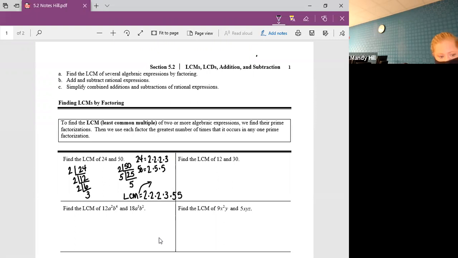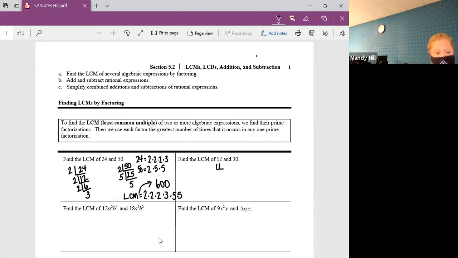But when you multiply those things out, 2 times 2 times 2 times 3 times 5 times 5, getting 600, which is a really big number. So 8 times 3 times 5 times 5, 600. So what that means is, least common multiple is the smallest number that both 24 and 50 will go into. And it ends up being 600, which is pretty big.